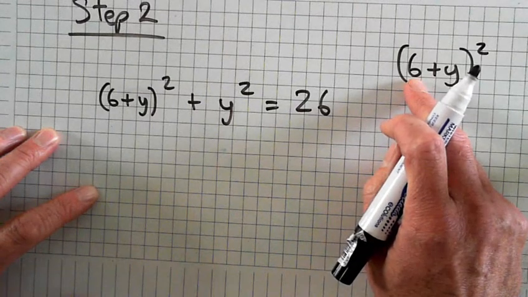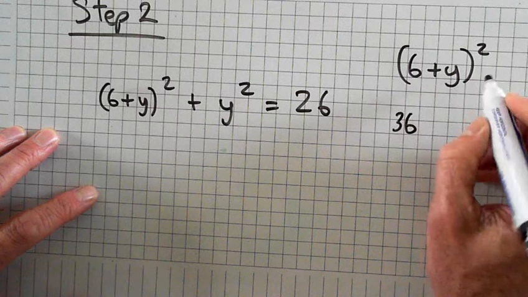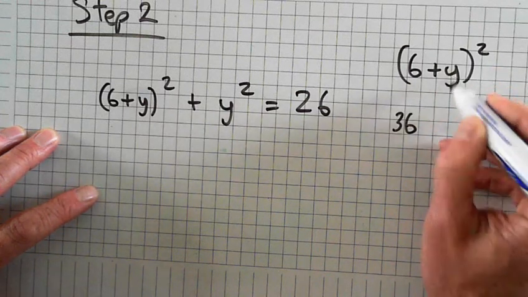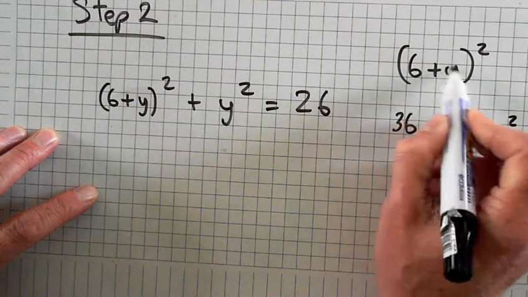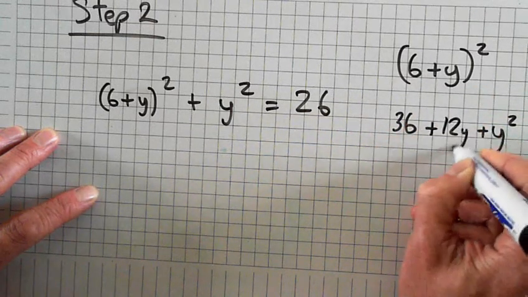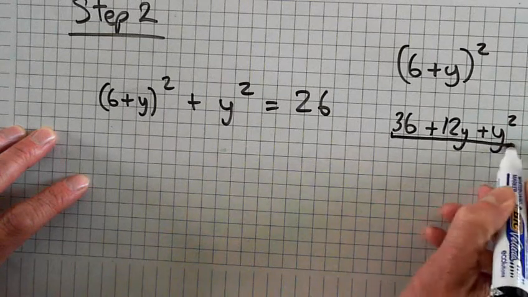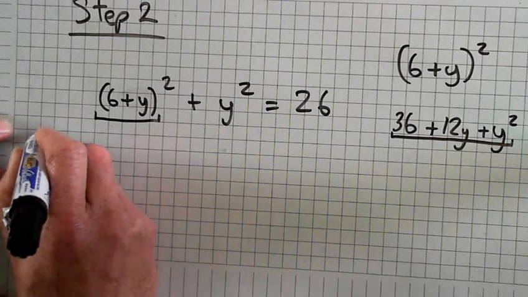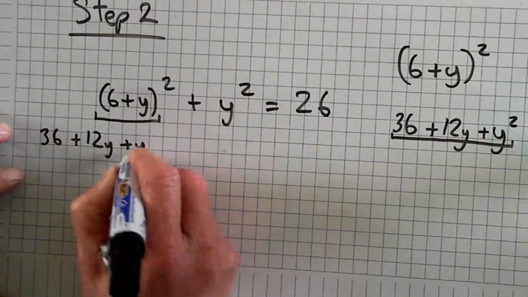Square the first one, 6 by 6. And square the last, y times y. And multiply the two of them by each other, 6y, and double it. See that? So all of that is equal to this: 36 plus 12y plus y squared.